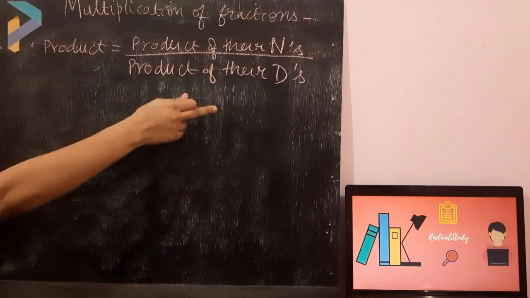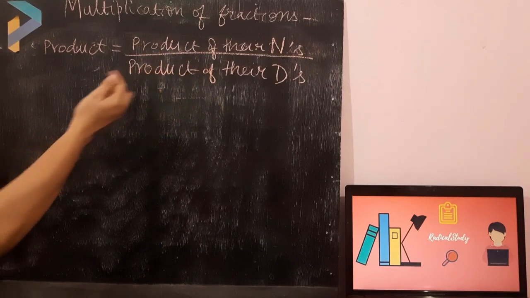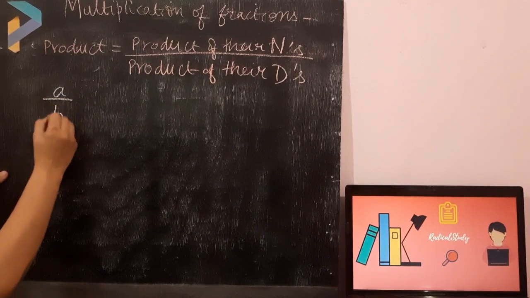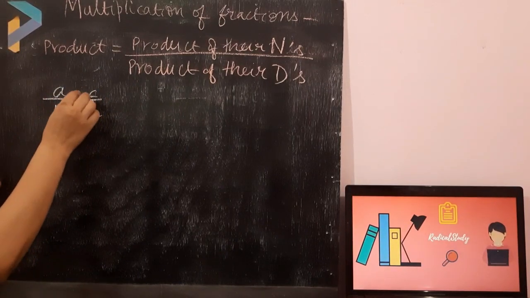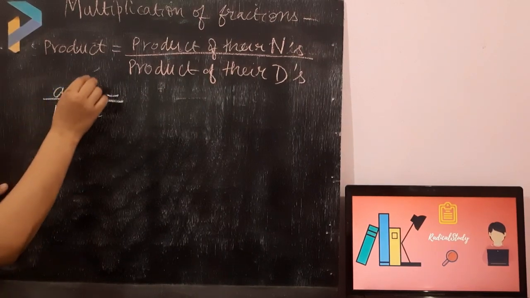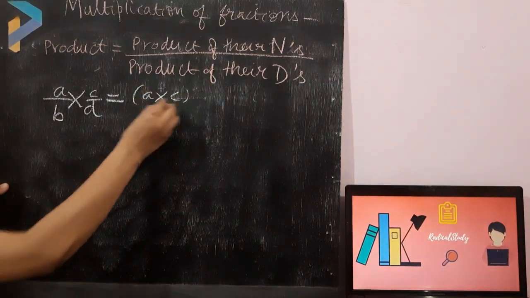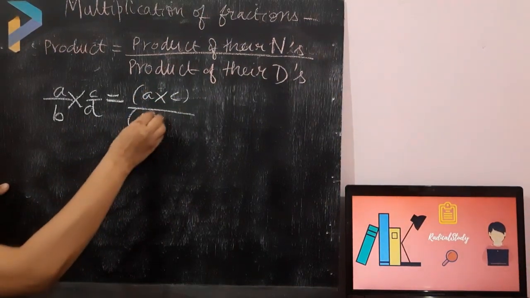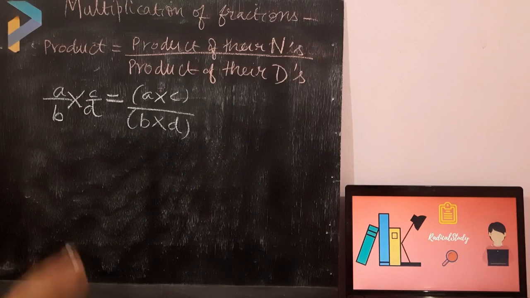I have written in short n. N stands for numerator and d stands for denominator. So if you have two fractions a by b and c by d, you have to multiply, or to find out the product of those fractions, you will write like this: a by b multiplied by c by d is equal to a multiplied by c upon b multiplied by d. So this is how we multiply the fractions. Now I am going to take some examples in order to make you understand.